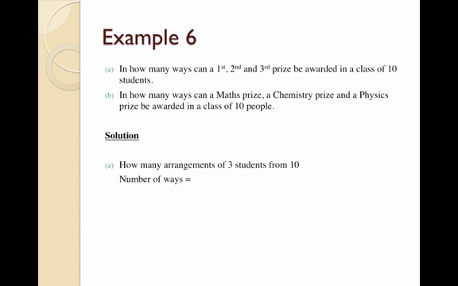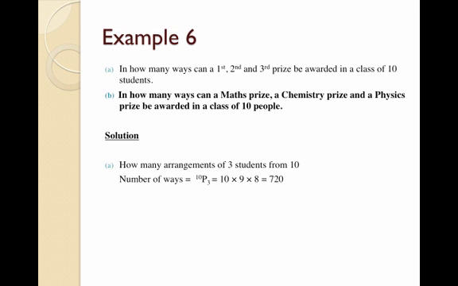We want to know how many ways we can arrange 3 students from 10. The number of ways is going to be 10P3. This is the same as 10 times 9 times 8, which is 720. You can do this in your calculator by pressing 10P and then 3. I encourage you to use your brain though, to do as many of the multiplications as possible and use your calculator just as a check.